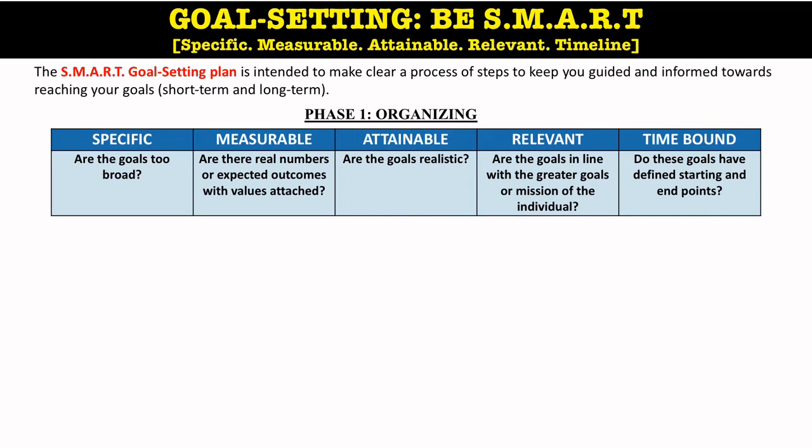So there are phases to goals. Our first one is organizing, making sure that you even have a goal that's able to organize. First, we want to make sure our goals are specific. They're not too long, and not too far ahead of time. In other words, let's not make it extra. Measurable, making sure that there are real numbers and expected outcomes. So within a week, within a month, can you reach it?